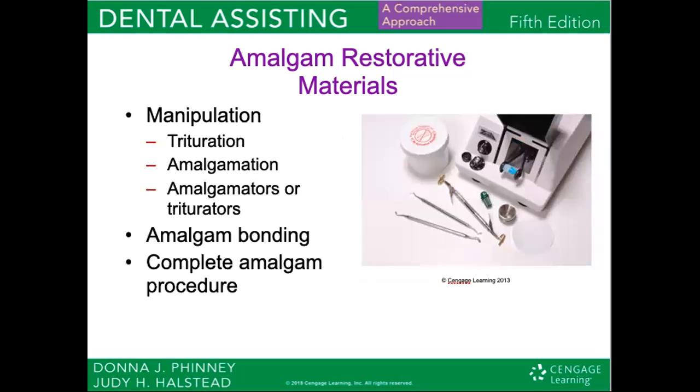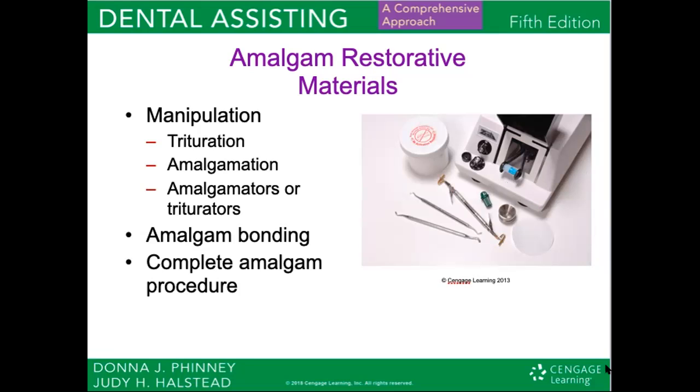So talking about manipulation, trituration is the mechanical means of mixing the dental alloy and mercury together. Amalgamation is the name of the chemical reaction that takes place to form the amalgam. Special instruments are used to accomplish this. If you see a picture on your screen there, this device here is called an amalgamator or a triturator. What it does is it just shakes that capsule of amalgam vigorously so that that amalgamation process can take place.